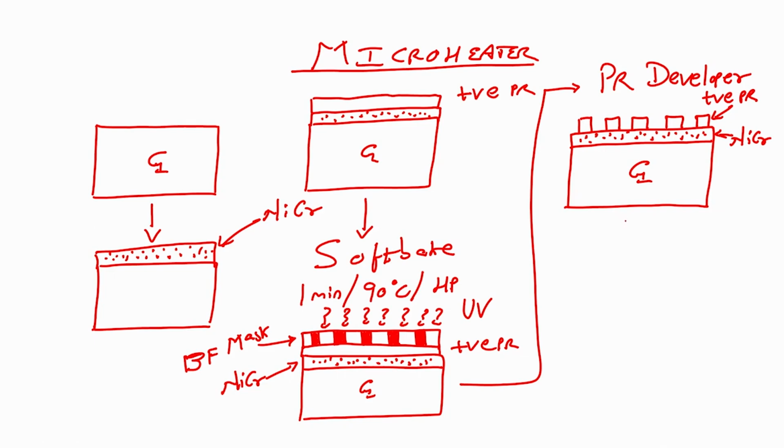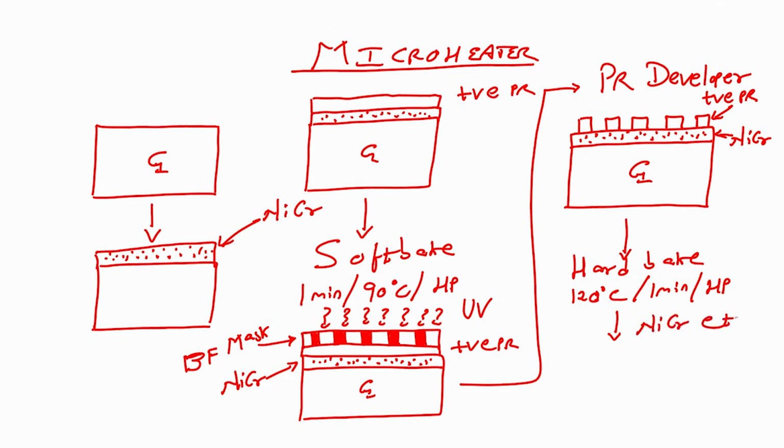right. After this, what is the next step? Next step is hard bake. Hard bake is done at 120 degree centigrade for 1 minute on hot plate, right. Next step is we will dip this wafer in nichrome etchant, this is wet etch. When I dip this wafer in nichrome etchant, what will happen?